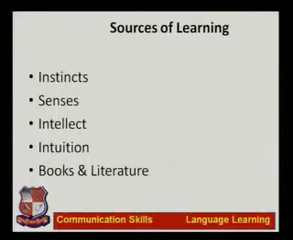The first source of learning is instincts. Now what is it? For example, nobody teaches a baby bird how to receive food from the mother bird. Nobody teaches that particular child. Nobody teaches a human child that if you are hungry you have to cry, so that from your crying the mother comes to know that my child is hungry. All these are called instincts. So instincts are available with human beings, and instincts are available with animals. Both human beings and animals can learn through instincts.